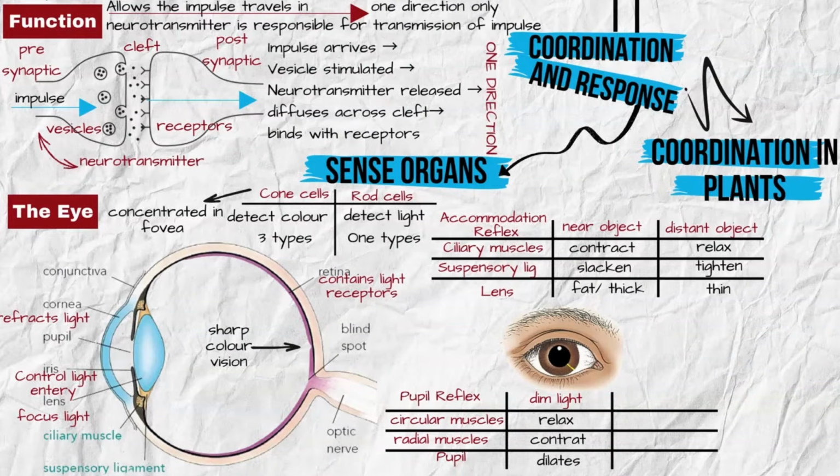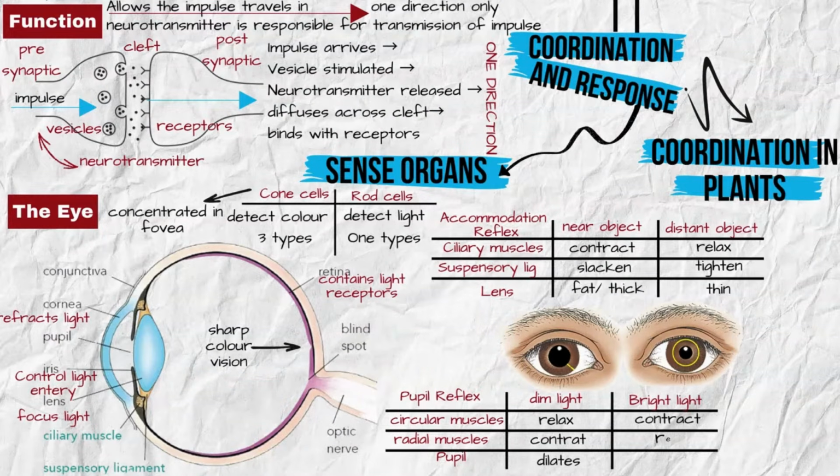Now imagine the opposite. You move into a brightly lit room. The circular muscles contract. The radial muscles relax. The pupil constricts, becomes smaller to reduce light entry. This is classic MCQ material. Don't get confused between the muscles or the direction of light. That's the end of the second topic, sense organs.